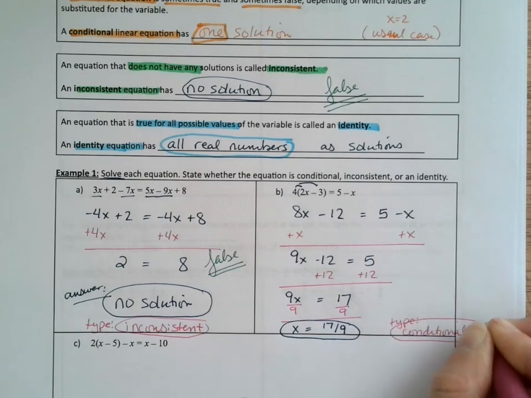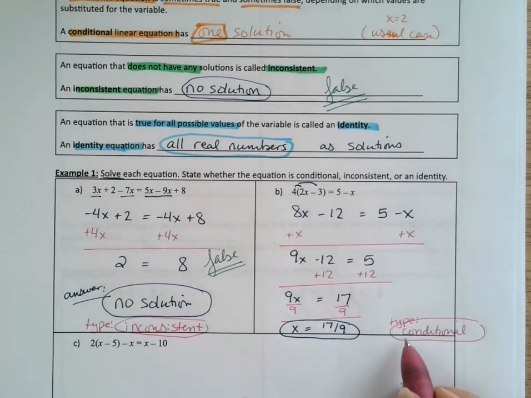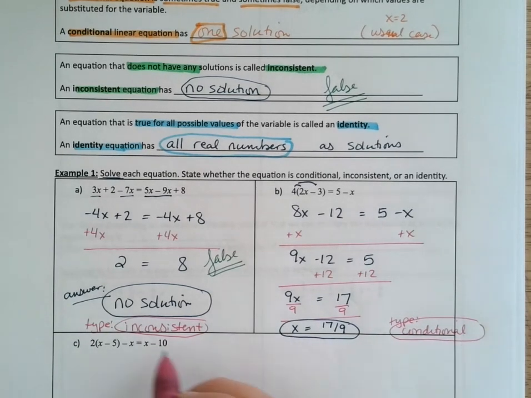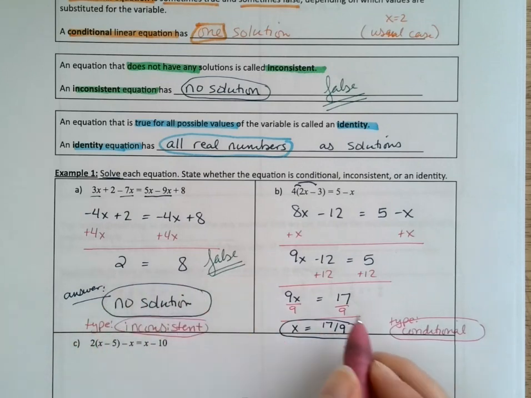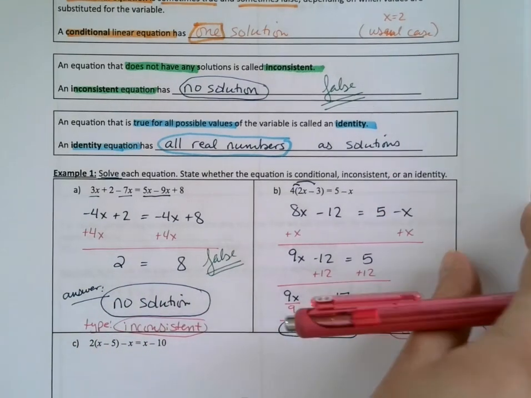Now, just like when we were solving these in section 1-3, we don't always write conditional next to something when we solve it. I don't always write inconsistent next to it when I solve it. I'm just identifying the types right now. The real answer to the equation would be no solution in the first one and x equals 17 ninths in the second one. Let's look at the third.